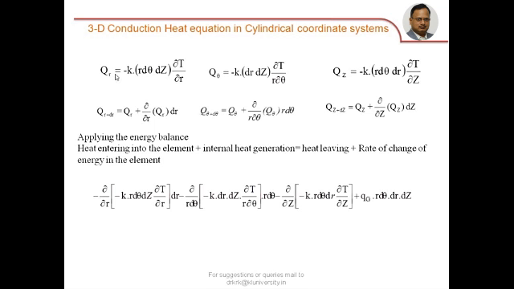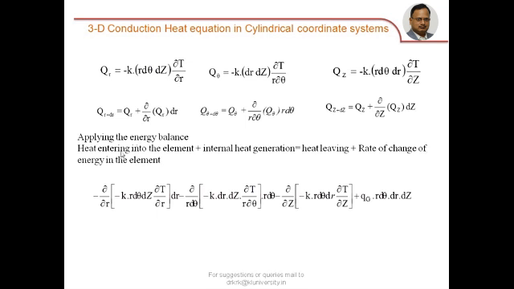So when you substitute Qr plus Qθ plus Qz, that is the amount of heat generated per unit volume into the volume of the element r dθ dr dz, equal to the heat leaving, Qr+dr plus Qθ+dθ plus Qz+dz, plus the rate of change of energy, m c p dT by dt.